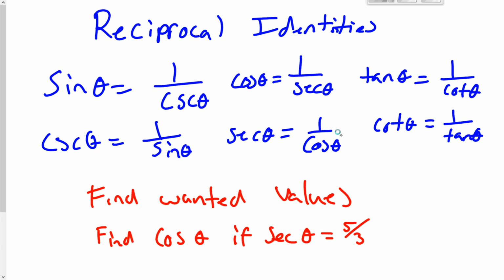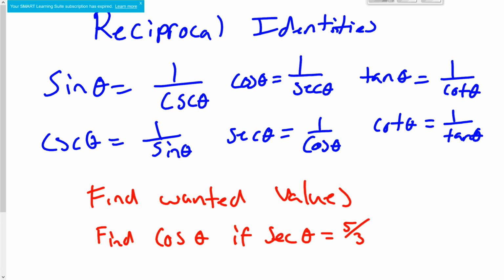Part 2 of chapter 5. We're now going to take a look at reciprocal identities. Reciprocal means we just flip the fraction, right? So here are the 6 reciprocal identities. Sine can be rewritten as 1 over cosecant of an angle. Cosine of an angle is 1 over secant of that angle, and all those as follows.